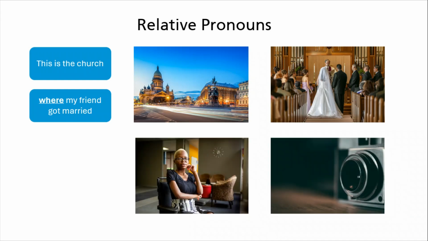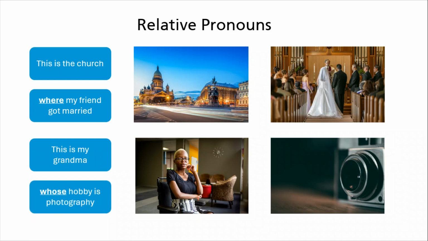In our second example here, we have my grandma. This is my grandma. And we can add extra information about her. There's a camera beside her. So what we can say is, this is my grandma whose hobby is photography. Her hobby is photography. So these are two more examples. And let's look at the different types of pronouns that we use.